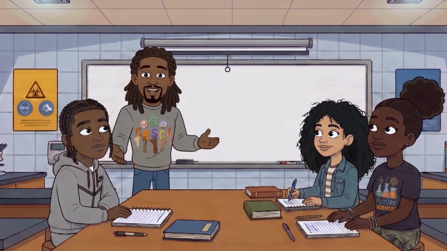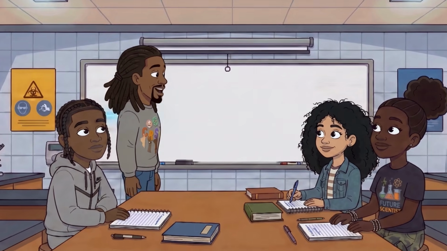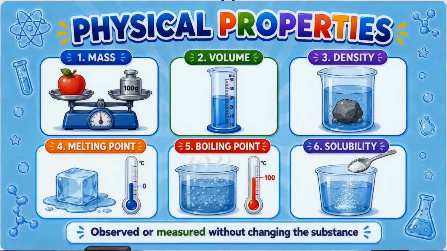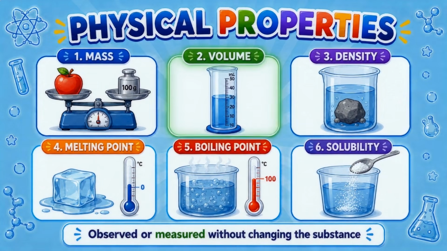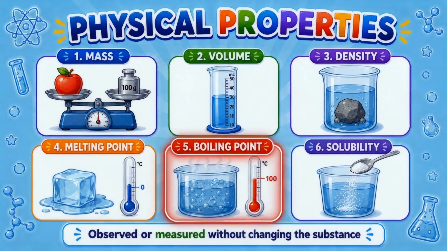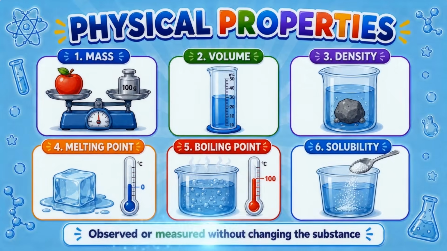Physical properties can be observed or measured without changing the substance. Examples include mass, volume, density, melting point, boiling point, solubility, and height.